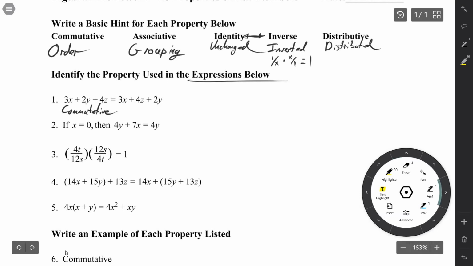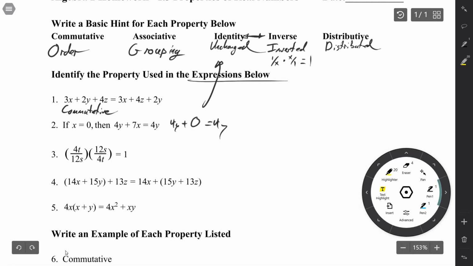So this next one here would be if x equals 0, then 4y plus 7x equals 4y. Nothing immediately jumps out to me for this until I remember this identity property right here. Basically means unchanged. So if we were to write this out, we'd have 4y plus 7 times 0, which really is just 0, equals 4y. Now it's pretty apparent that what we're looking at is the identity property. 4y plus 0 is unchanged.